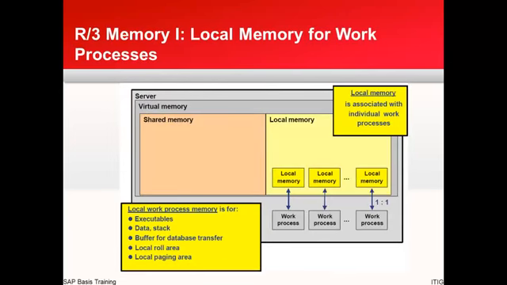Next is R3 memory, basically the local memory for work processes. Here you can see the local memory is allocated to the different work processes. You have a number of work processes. Okay, so local memory is for the executables, for the data, for the stack, for the buffer for database transfer, local role area, local paging area.